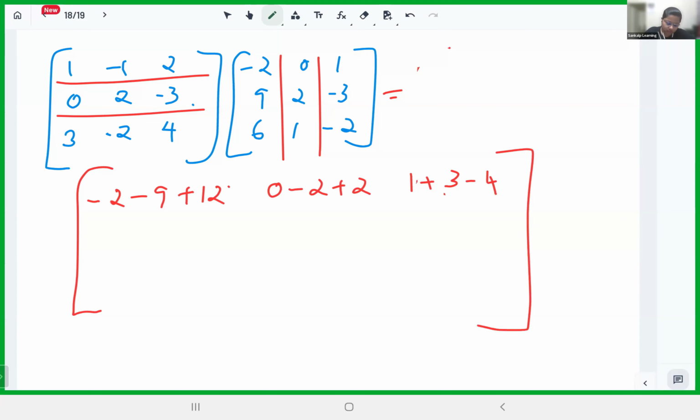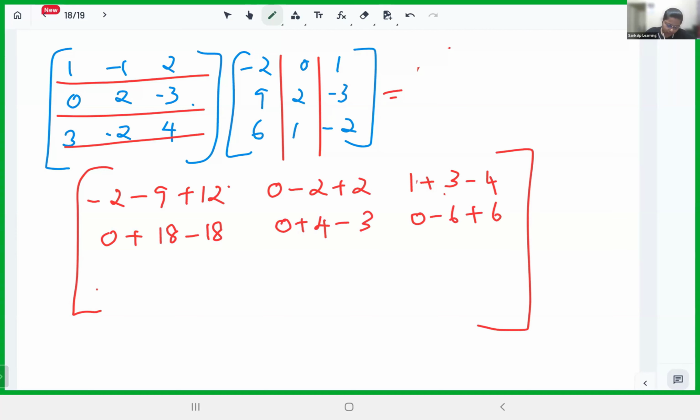Now, the second row is 0 into minus 2 is 0, plus 2 into 9 is 18, then minus 3 into 6 is minus 18. Now, 0 into 0 is 0, plus 2 into 2 is 4, minus 3 into 1 is minus 3. Then 0 into 1 is 0, minus 2 into 3 is minus 6, then minus 3 into minus 2 is plus 6. Okay.